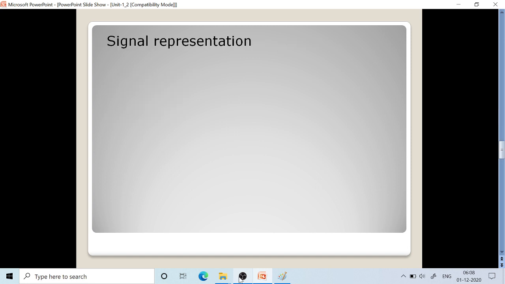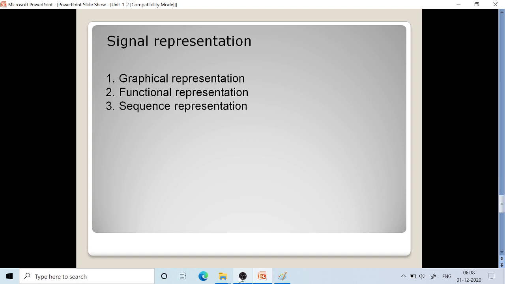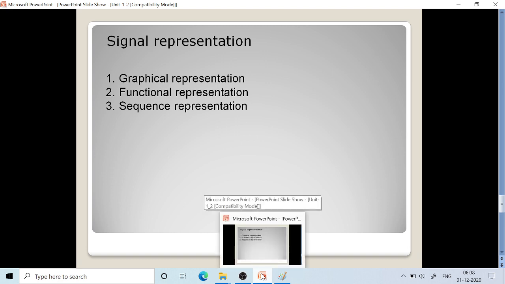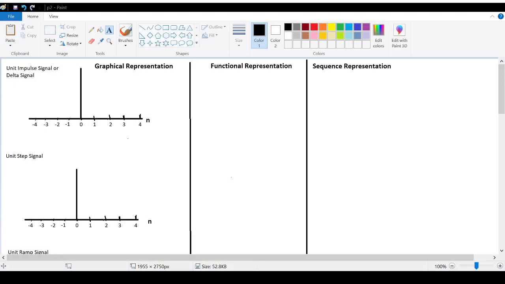Now coming to the signal representation, there are basically 3 types of signal representation. The first one is a graphical representation, the second one is a functional representation, and the third one is a sequence representation. Now let us see in more detail all these various types of representation for the standard discrete time signals.